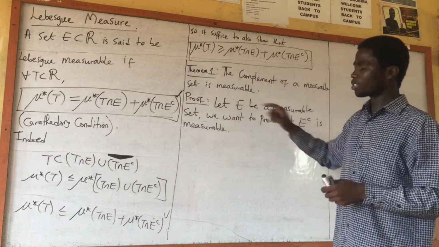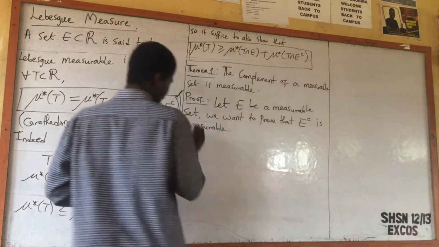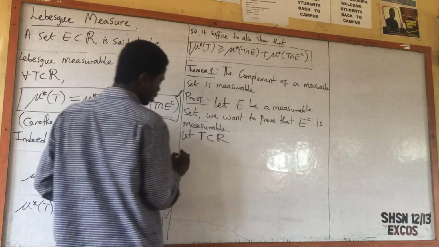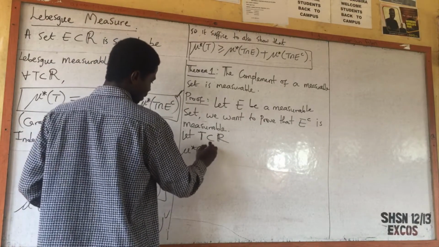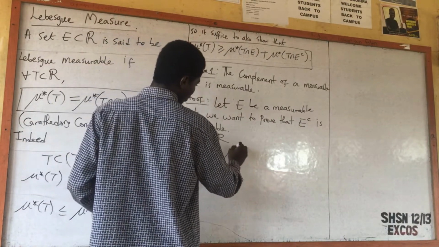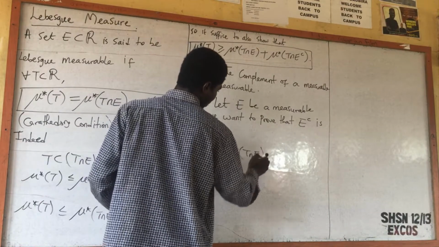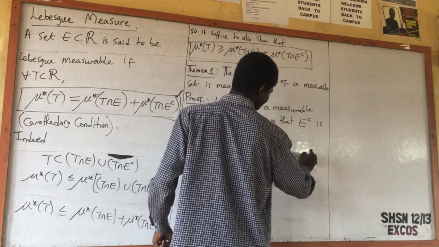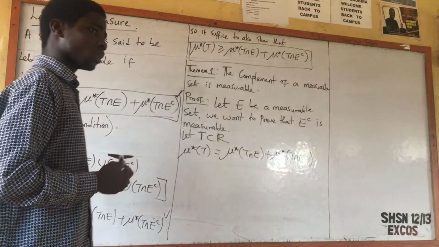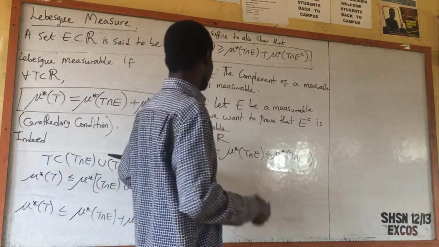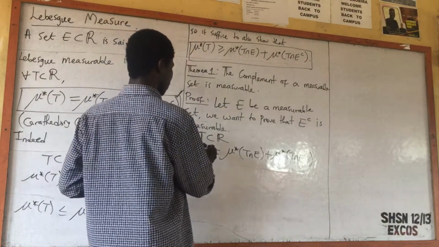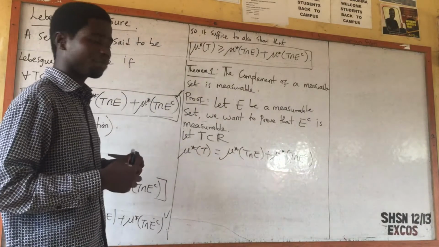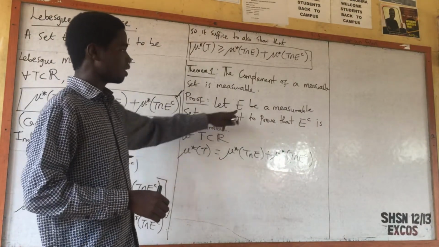For it to be a measurable set, what does that mean? It means that, letting T be a subset of R, the outer measure of T is equal to the outer measure of T intersection E plus the outer measure of T intersection E complement. This is what it means. That is the meaning of E being measurable.